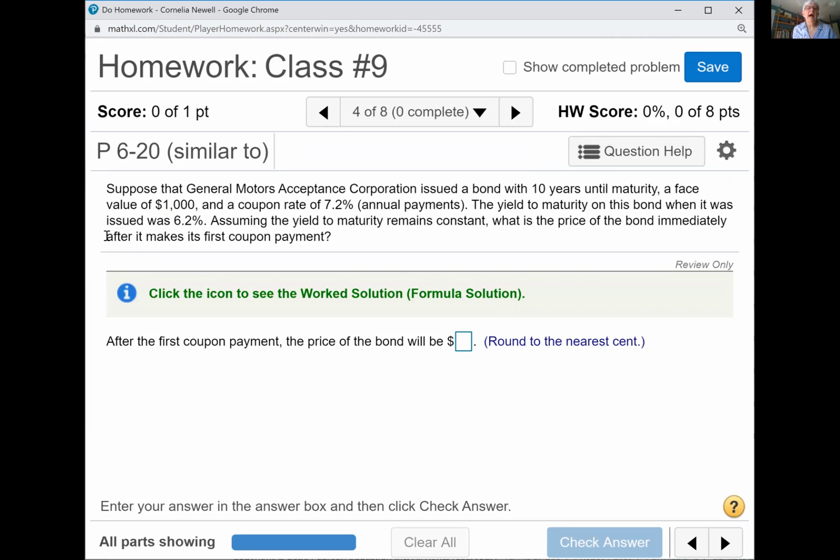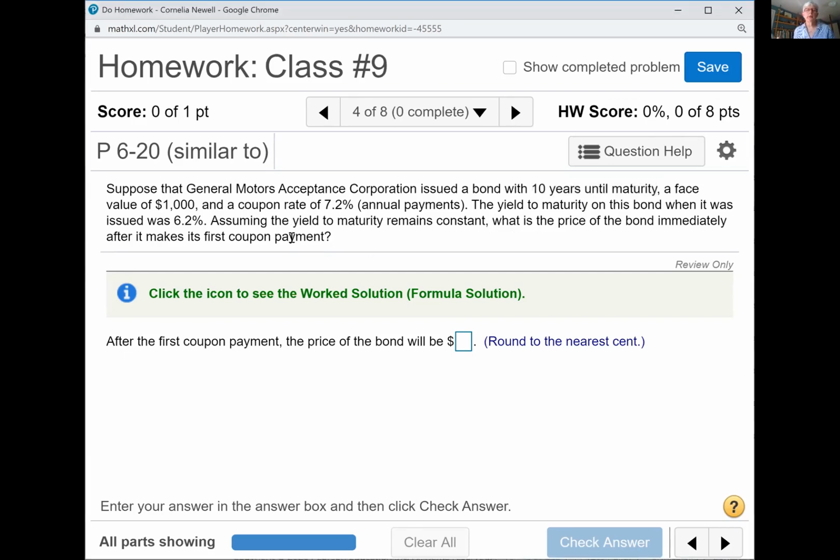So immediately after it makes its first coupon payment, what's going to happen is that we had a 10-year bond, and right after it makes its first coupon payment, there's 9 years left. Right? Everybody with me on this? So those of you who put this in, tell me if I'm answering the right questions here. So immediately after the coupon gets paid, there's going to be 9 years left.